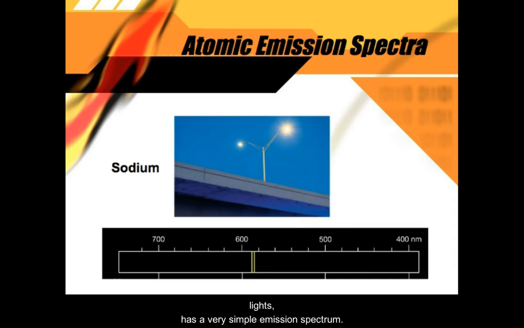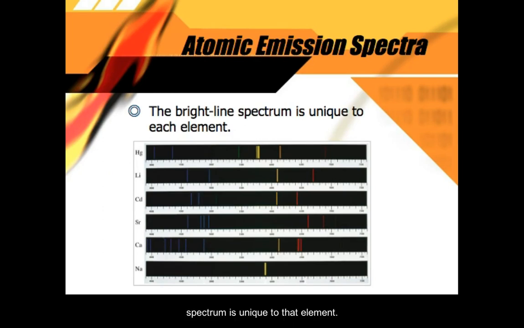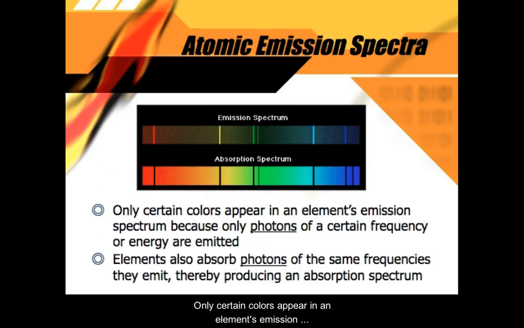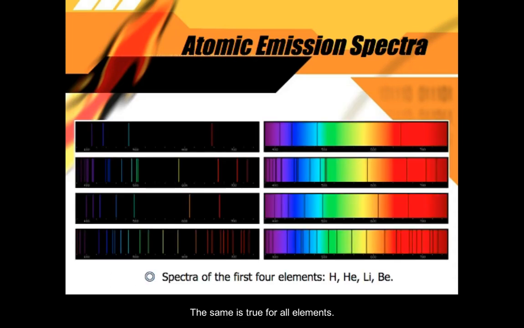Sodium, as seen in sodium streetlights, has a very simple emission spectrum. Neon has a much more elaborate spectrum. In fact, each element's bright line spectrum is unique to that element. Only certain colors appear in an element's emission spectrum because only photons of certain frequencies are emitted. Likewise, the element absorbs only photons of those very same frequencies. Note that the frequencies of the photons absorbed by hydrogen are identical to the frequencies of the photons hydrogen emits. The same is true for all elements. In fact, the absorption and emission spectra for a particular element fit together like a jigsaw puzzle.